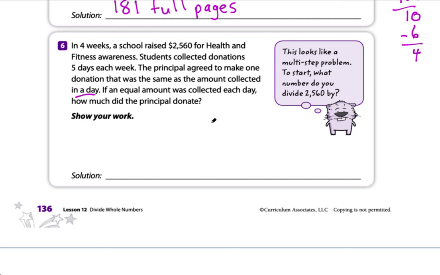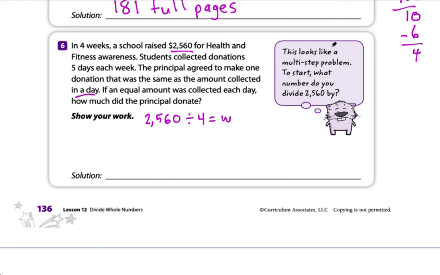Well, this is a multi-step problem. The first thing I have to do is figure out how much they made in a week, and then figure out how much they made in a day. So in 4 weeks, this is the amount they make. So I have to do 2,560 divided by 4, which is going to equal how much they made in 1 week, because this is how much they made in 4 weeks. So I got to do this first.